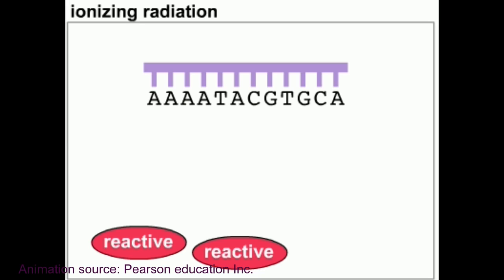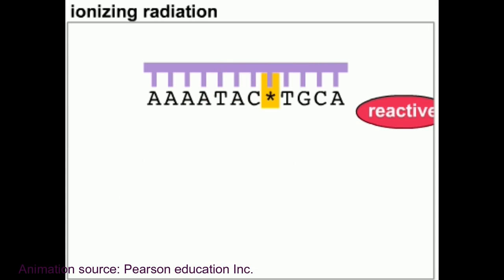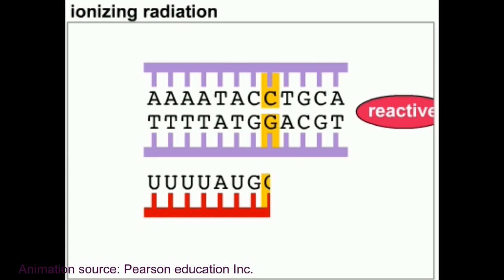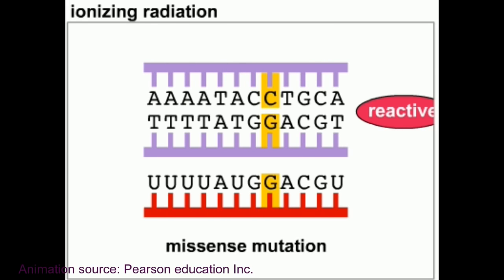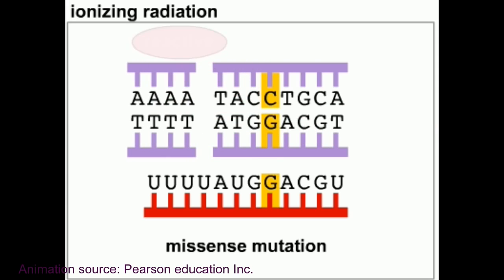Some of these radical ions or free radicals can react with the bases of the DNA, resulting in errors in DNA replication and therefore mutations. Even more seriously, free radicals can react with the sugar phosphate backbone of the DNA, causing a break in the chromosome.